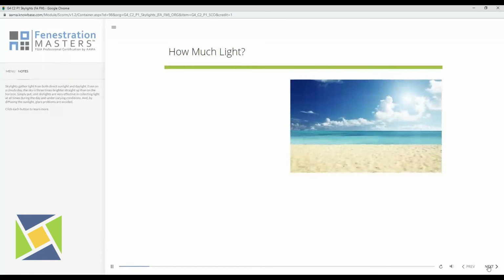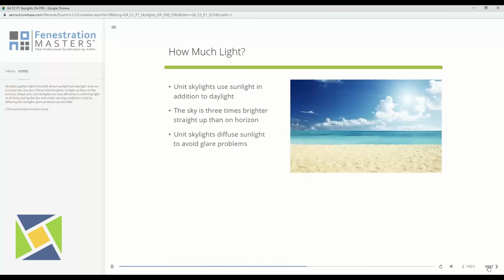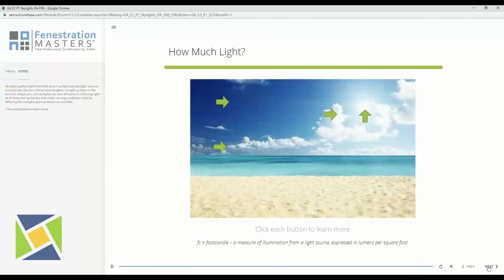Skylights gather light from both direct sunlight and daylight. Even on a cloudy day, the sky is 3 times brighter straight up than on the horizon. Simply put, unit skylights are very effective in collecting light at all times during the day and under varying conditions. And by diffusing the sunlight, glare problems are avoided. Click each button to learn more.